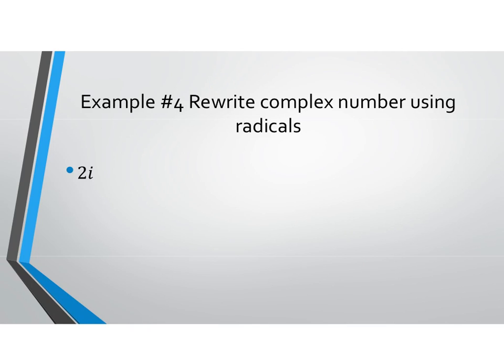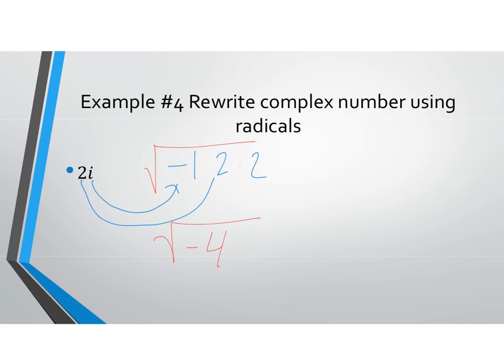Example 4, we're going to rewrite a complex number back into radicals. So 2i back into radical form. Let's take the i back into the radical. For the i to go back into the radical, it would go back in as a square root of -1. For 2 to go back inside the radical, it needs to go in as 2 2's. If I simplify that down, -1 times 2 times 2, that's the square root of -4.